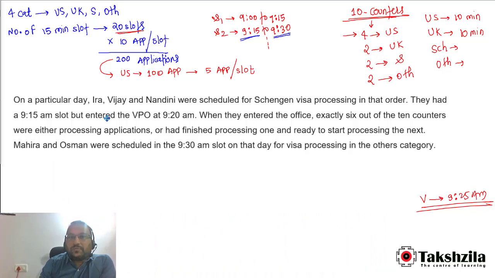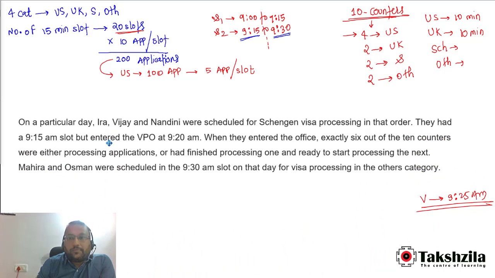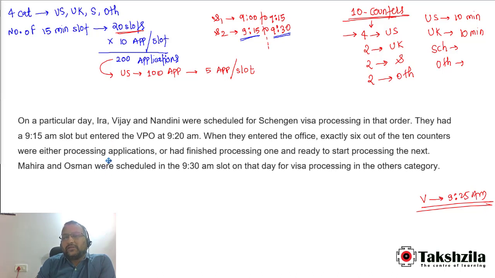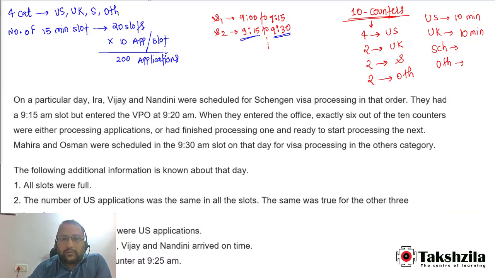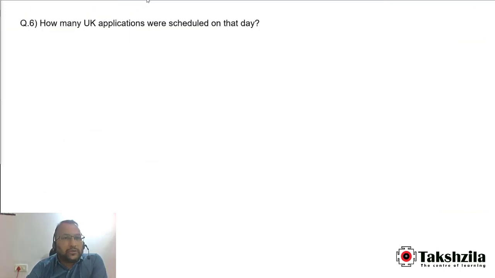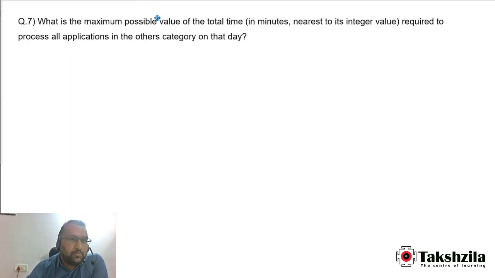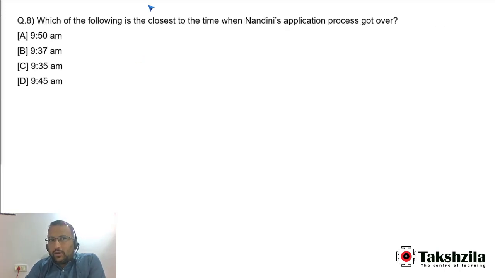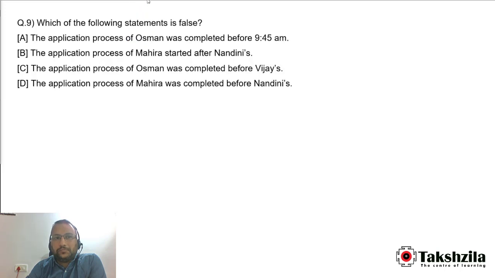Now let's concentrate on the third paragraph. Before we read the third paragraph, let's have a look at the questions. Which kind of data do we need to calculate over here? Question number 6 is how many UK applications were scheduled on that day? Question number 7, what is the maximum possible value of the total time required to process all the applications in the others category? Question number 8, what is the closest time to the time when Nandini's application process got over?